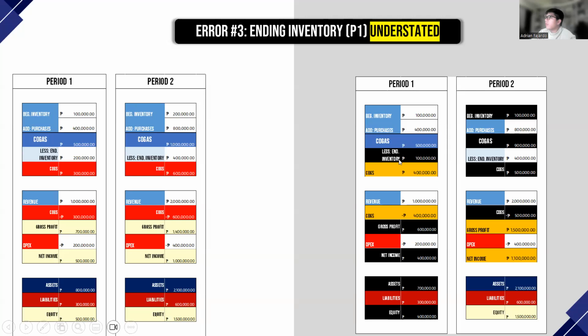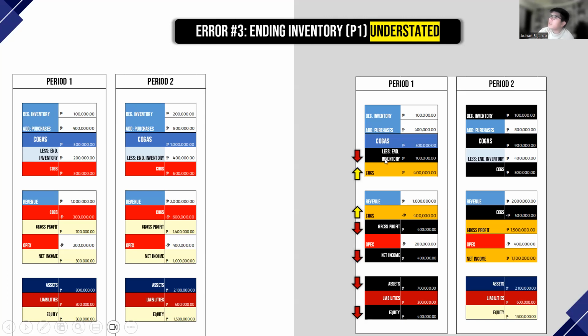We start off with an understated ending inventory. Because the ending inventory is understated, our COGS will be overstated. An overstated COGS will give you an understated gross profit. Your understated gross profit will give you an understated net income. So in assets, liabilities, and equity, two are understated. The assets are understated at 700,000 because we are short of ending inventory, and the equity is understated at 400,000 because our net income is understated.